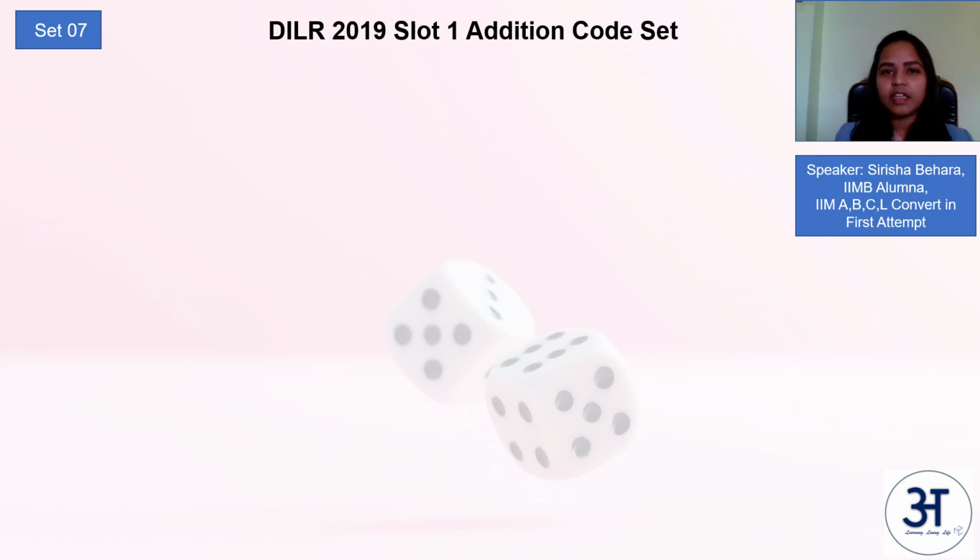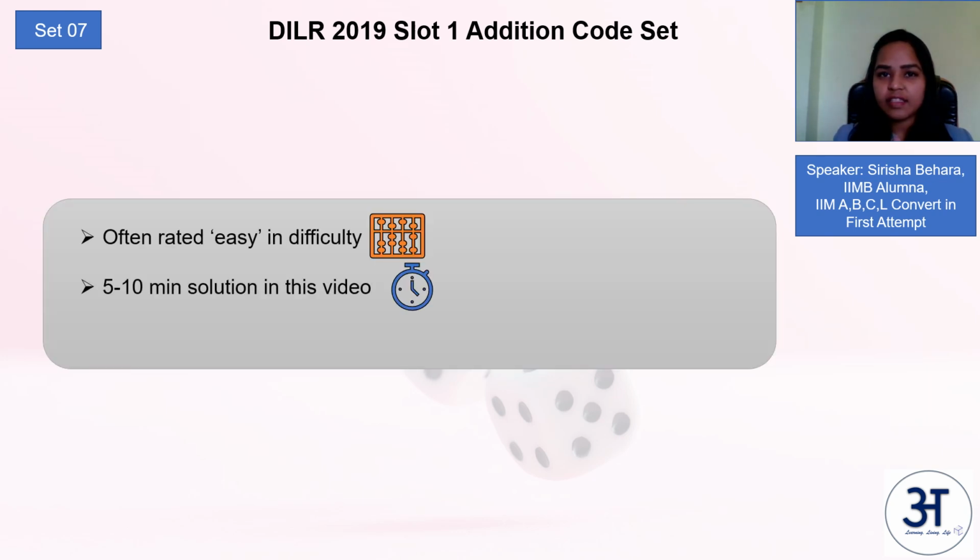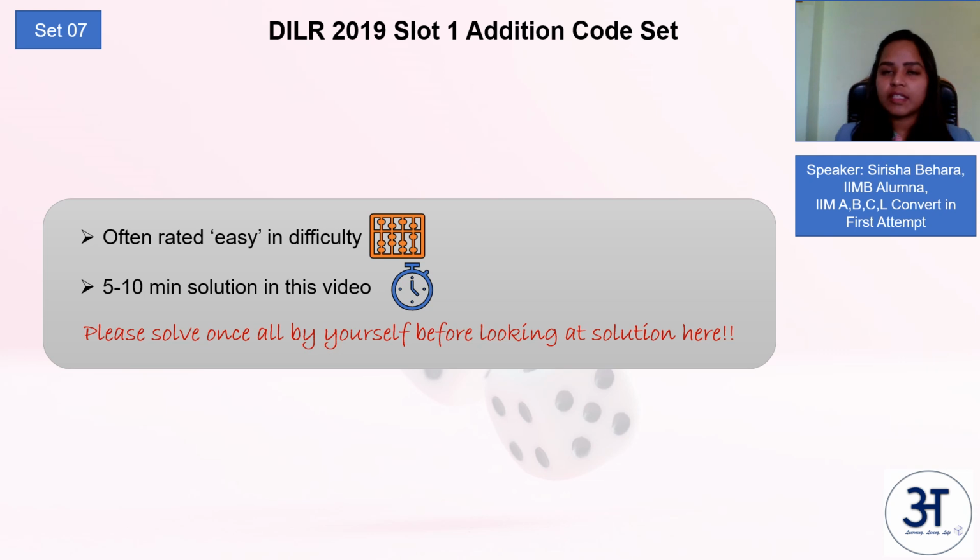Hello everyone. In this video we'll be looking at the addition code set from DILR slot 1 of the 2019 CAT paper. So this set is the easiest set in that slot and we provide a 5 to 10 minute solution for that. And before looking at the solution, please try this once all by yourself. Let's look at the solution.